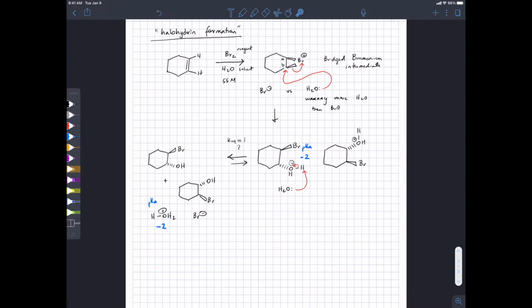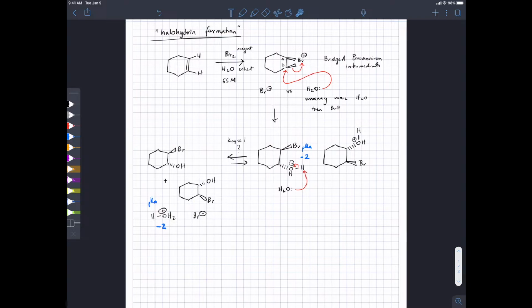Another question from the chat is, why doesn't Br minus do the deprotonating? Your text may show that in the mechanism, but what I've shown you here is way more reasonable by virtue of the fact that there's more water present than Br minus, and also by virtue of the fact that HBr is a much more acidic compound than H3O plus. That being said, I wouldn't mark it wrong if you showed Br minus doing the deprotonating.